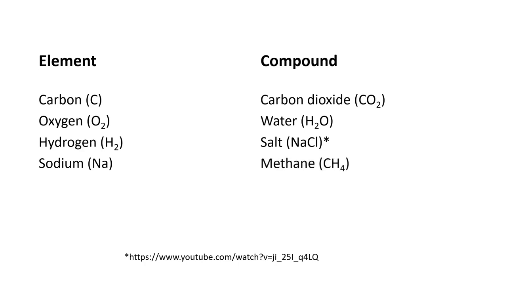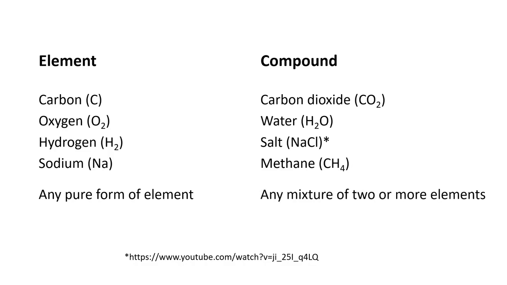The final compound I will give as an example is methane, 4 hydrogens chemically bonded to one carbon atom. You may or may not have seen this compound before, but you will definitely see it a lot in the future if you are going to be studying chemistry. The main takeaway from this is that elements are comprised of a single type of atom, whereas compounds are two or more elements chemically bonded together.